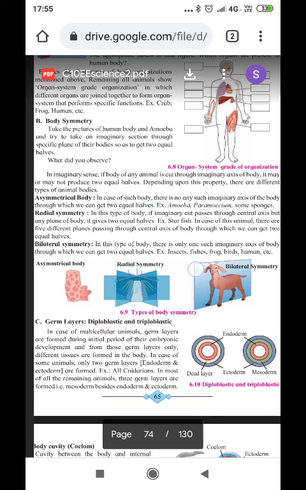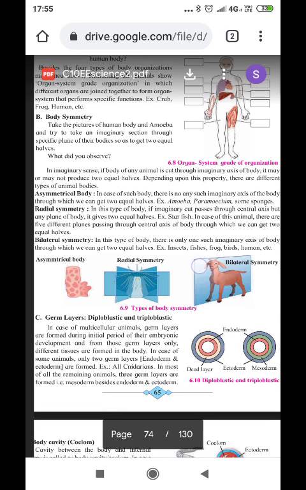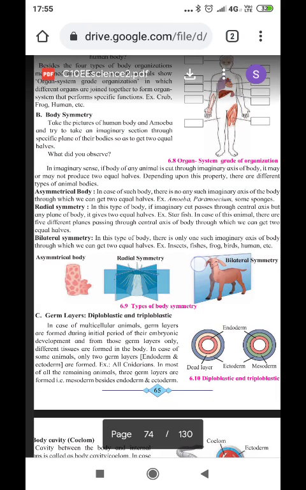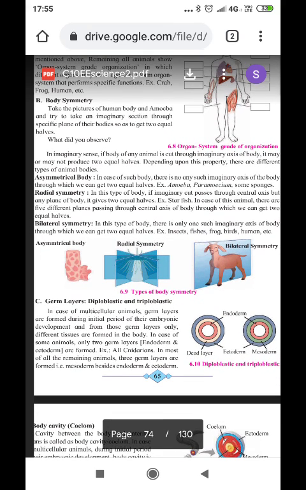Among them, first is asymmetry. Asymmetry means when it is cut into two parts, it may not be divided into two equal halves. In case of such bodies, there is no imaginary axis of the body through which we can get two equal halves. For example, amoeba, paramecium, some sponges, etc.